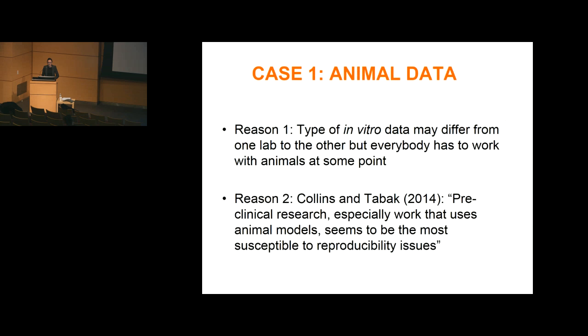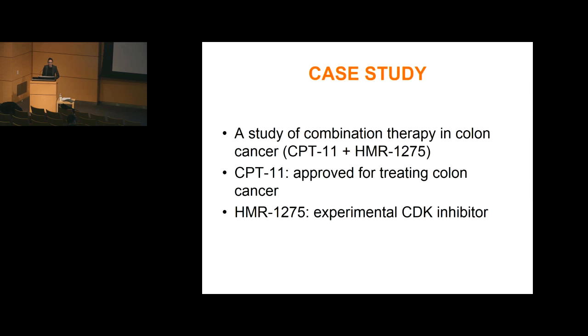We have criticism, as we talked earlier, about in vitro data differing from one lab to the other, but everybody has to work with animals at some point. And preclinical research, especially work that uses animal models, seems to be the most susceptible to reproducibility issues, according to this report.